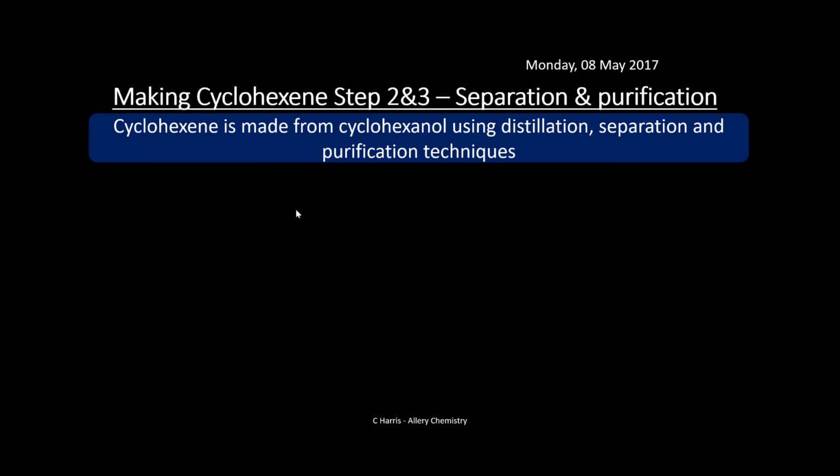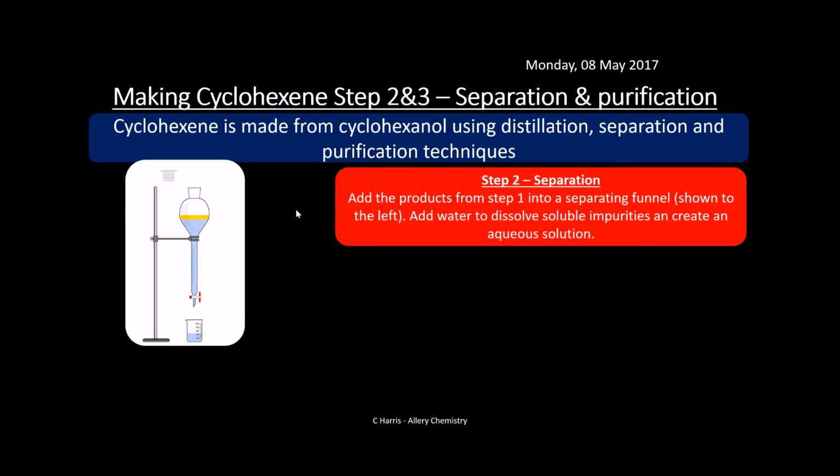Okay, so the next steps, so steps 2 and 3, is basically separation and purification. And we need to know, obviously, the difference between them. So let's have a look at step 2, separation. So we've made our product, we take our product from the distillation, and we start to separate it. Basically, what we're doing is we're going to add water, and the water is going to dissolve some of the soluble impurities that are still around.